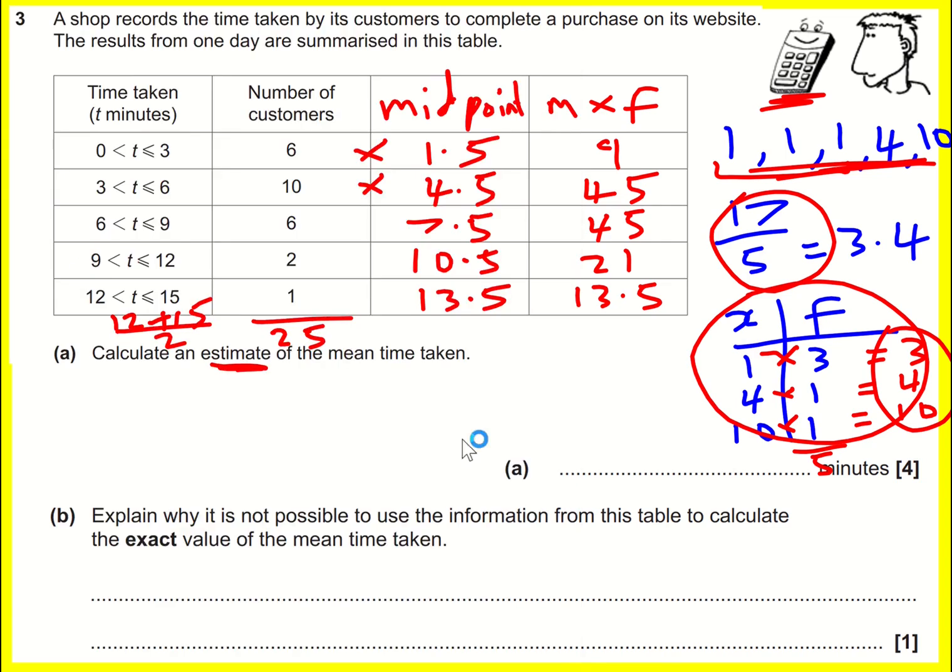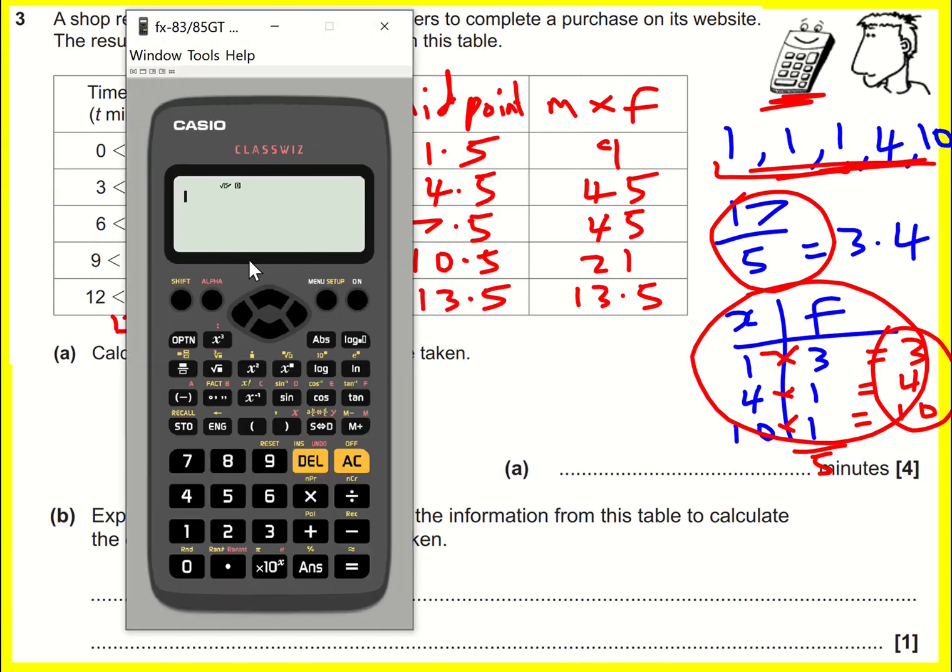Okay, sorry, I didn't quite have it loaded up. Just bear with me. All right. Yeah, new update, brilliant. 9 plus 45 plus 45 plus 21 plus 13.5 equals 133.5.